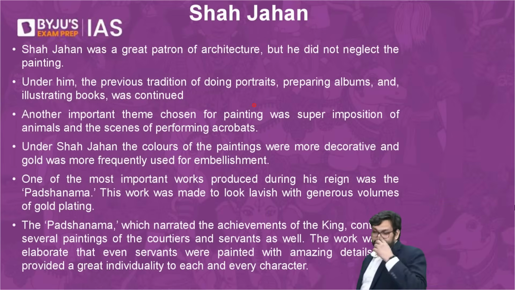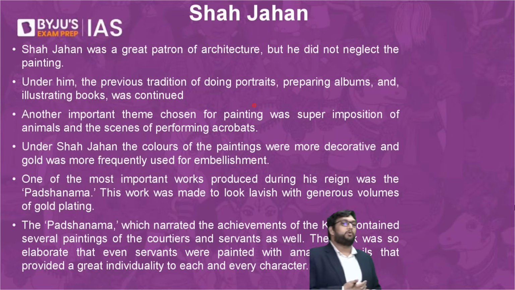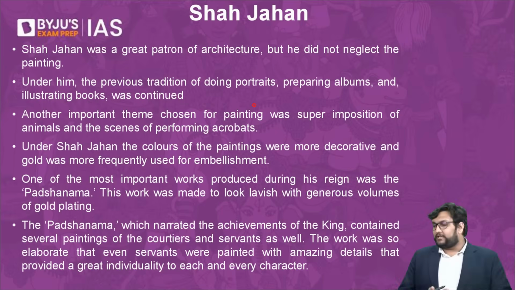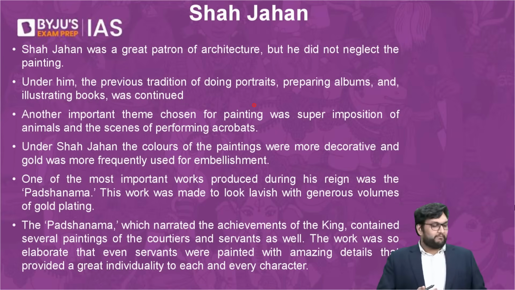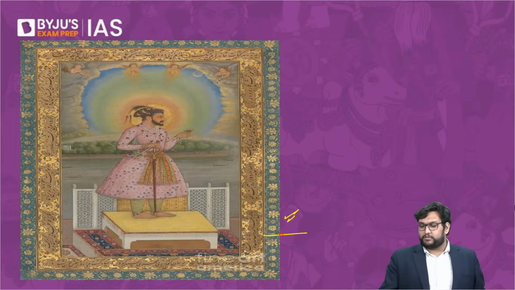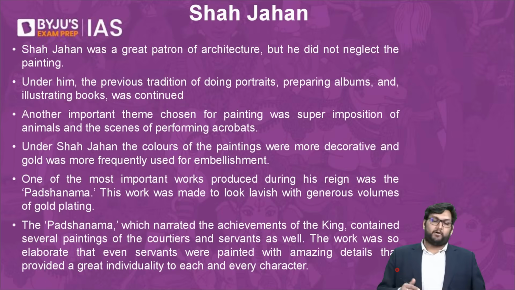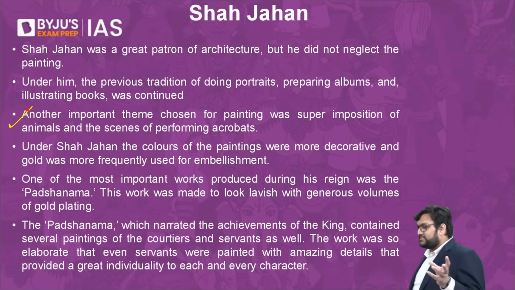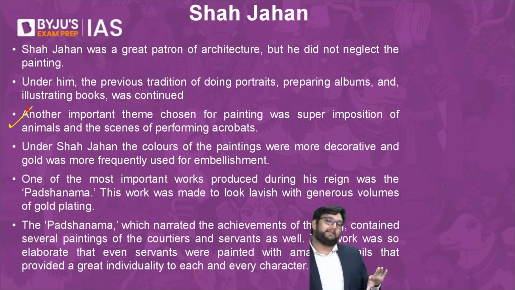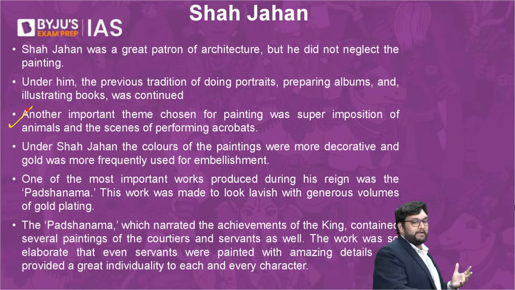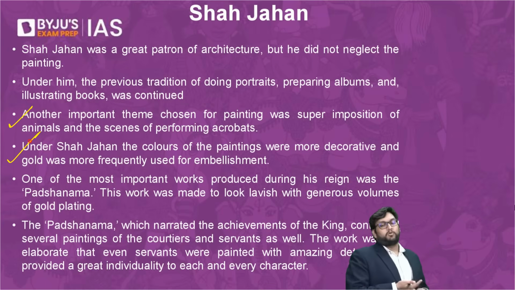Now comes Shah Jahan. Shah Jahan could not add anything. He's more known for architecture, but he knew how to waste money. And the wasting of money was that he said I want the borders with gold plating and gold leaves attached to it. So he rather went one step forward. The basic theme remains the same, single portraits, but he made it more decorative, with embellishment, gold added.